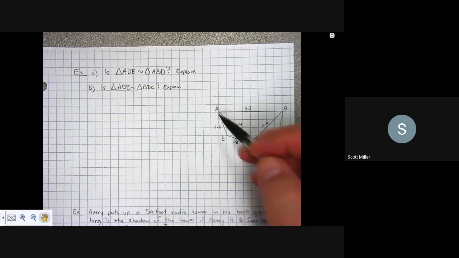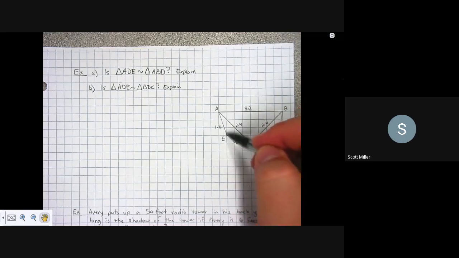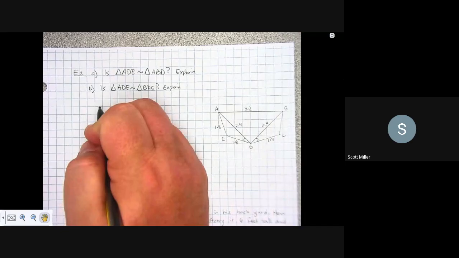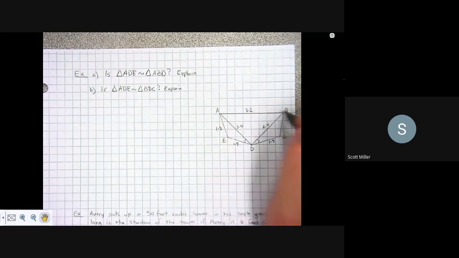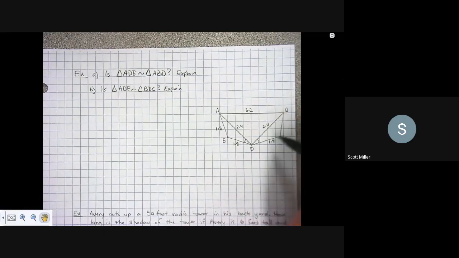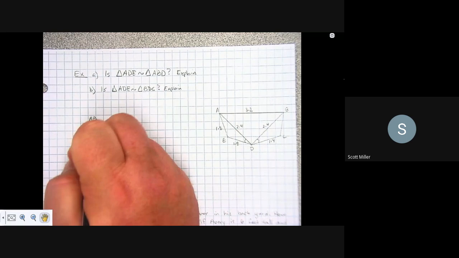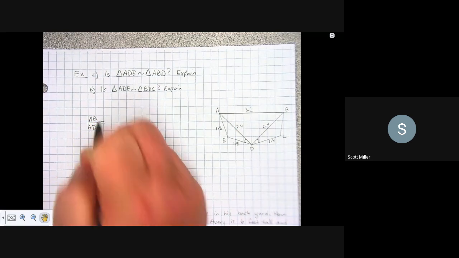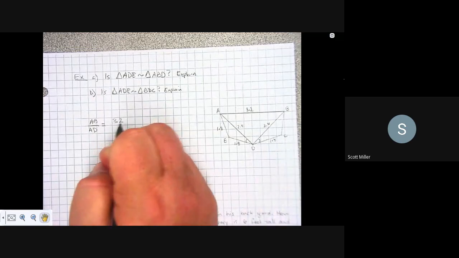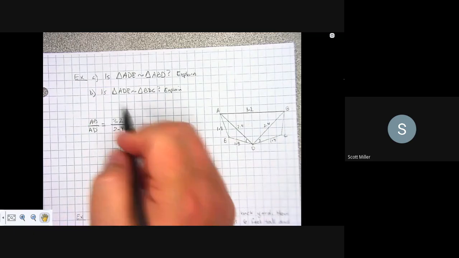We're going to take corresponding parts. AE corresponds to AD, and the other one would be AB corresponding to AD. As long as we take them in the same order, we should be fine. So let's take AB and AD and see what we get. In this particular case, AB is a length of 3.2. AD is a length of 2.4. And so we can reduce this.